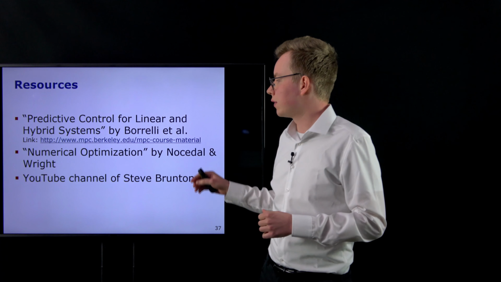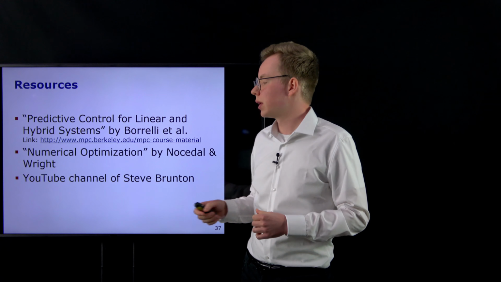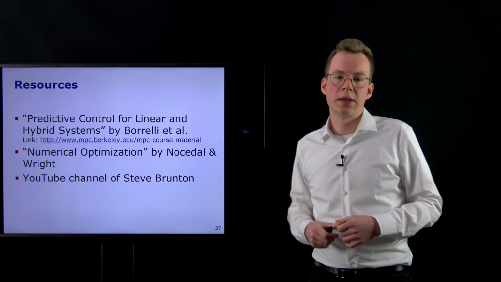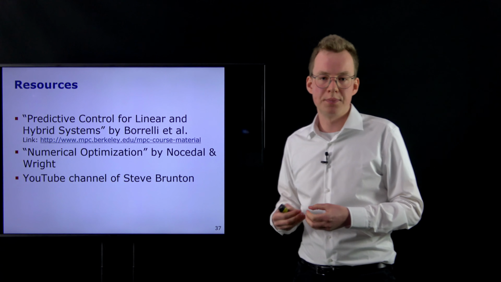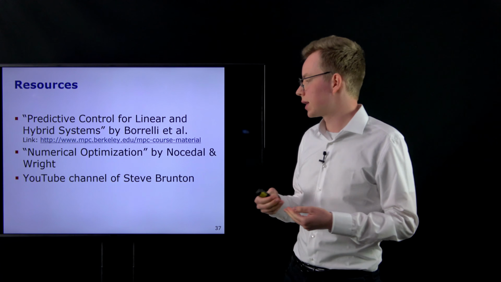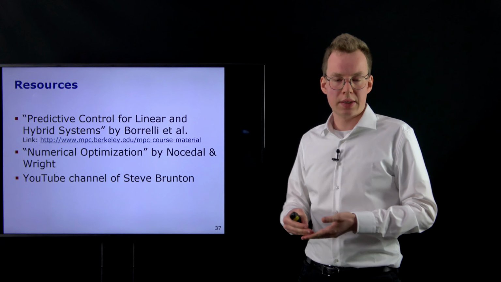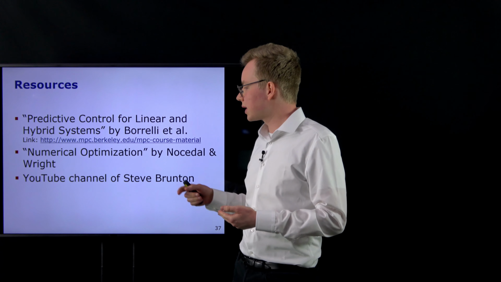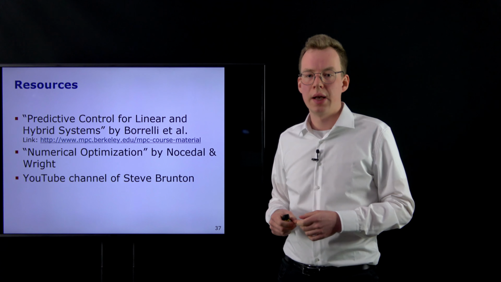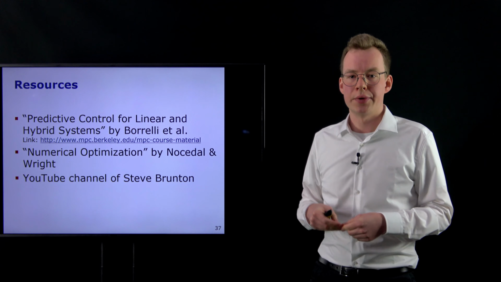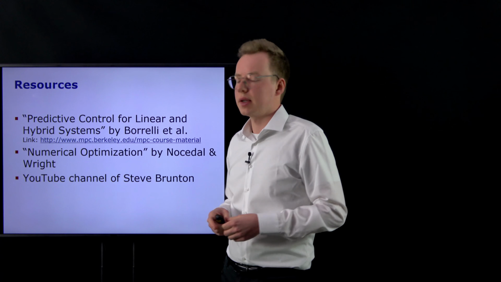Now, if you're interested in this topic of model predictive control, there are several resources that I can recommend. If you're interested in model predictive control in general, there's this book by Francesco Borrelli on predictive control, and there's also the lecture material from UC Berkeley available online. If you're interested in how you can solve the optimization problem at the inner loop of model predictive control without something like JuMP or CasADi, you can consult this book on numerical optimization by Nocedal and Wright. And finally, if you're interested in control in general and would also like to consume this material in terms of videos, there's this very good YouTube channel by Steve Brunton on this topic.